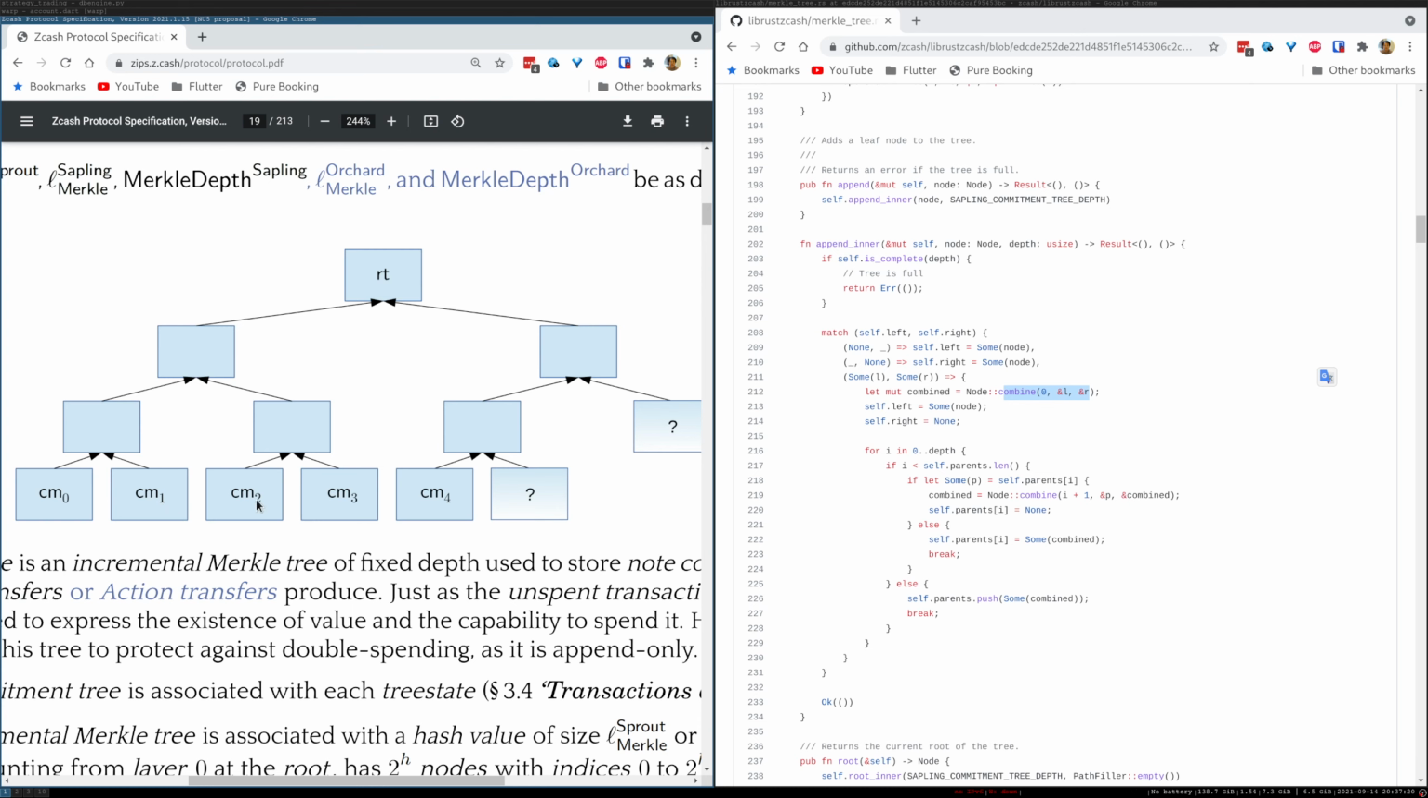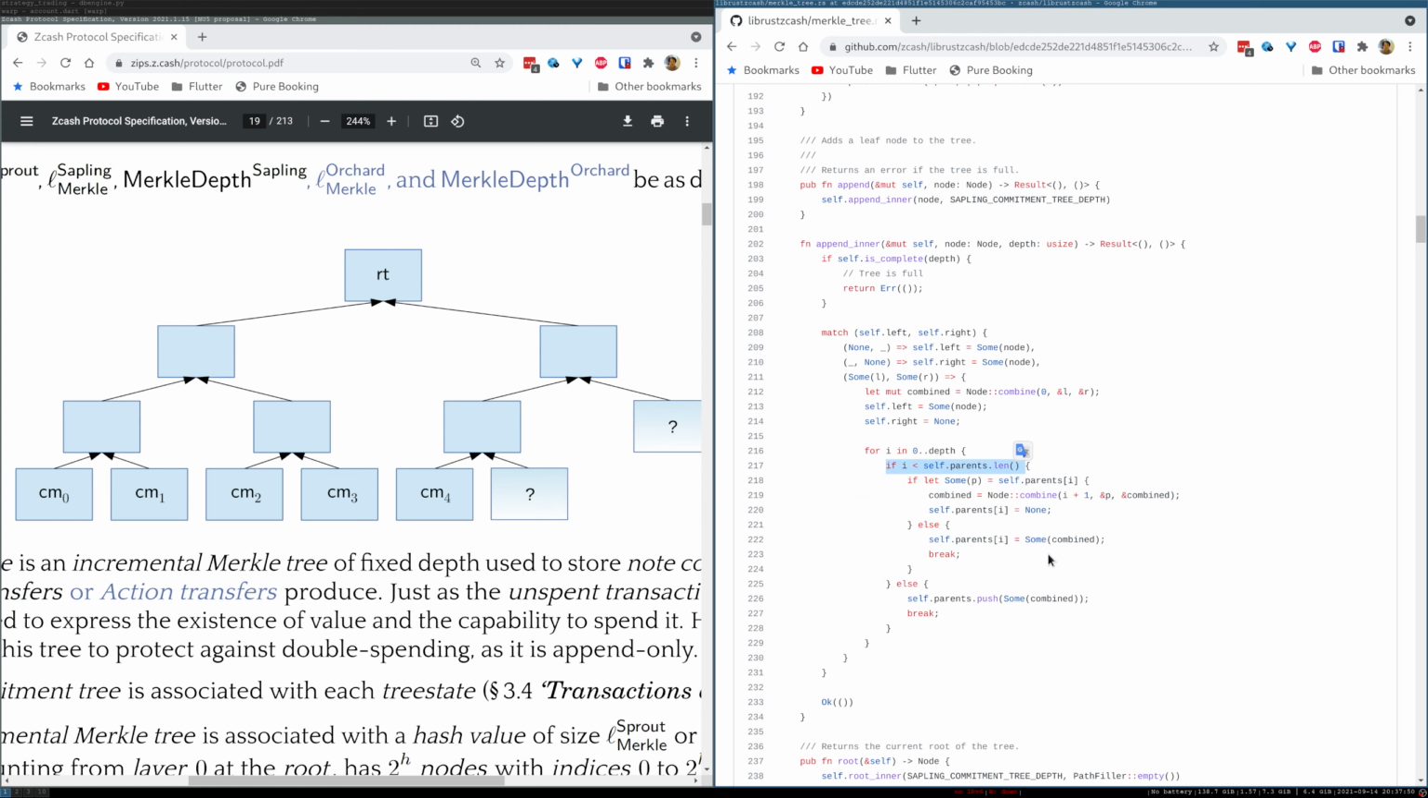And now we can put CM2 into left and set right to empty, to none. CM3 is not there yet. But now there's this loop because we're saying that the combined value here may have to be propagated up. And you can see how it's done. So we loop through the parents. So we just go through the parents.